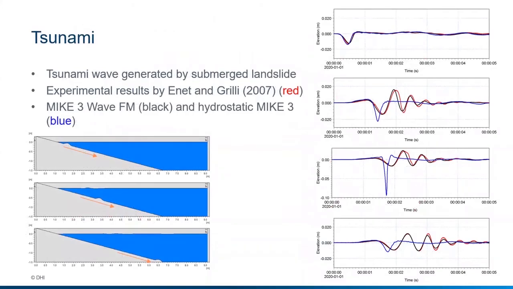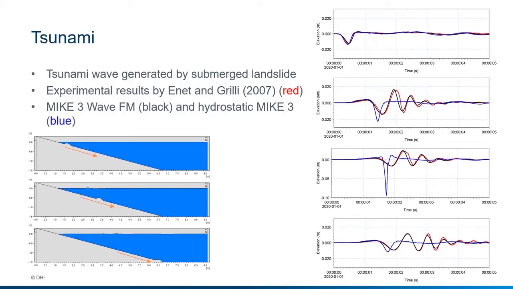Next up, we have a tsunami induced by a submerged landslide. It's an experiment that has been performed by Enet and Grilli, and we have compared this with the MIKE 3 Wave FM in black and the hydrostatic MIKE 3 model in blue. And then, of course, we have the measurements in red this time. So the simulations are black and blue, and the measurements are red.